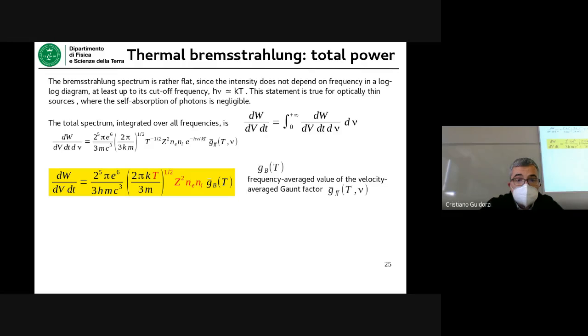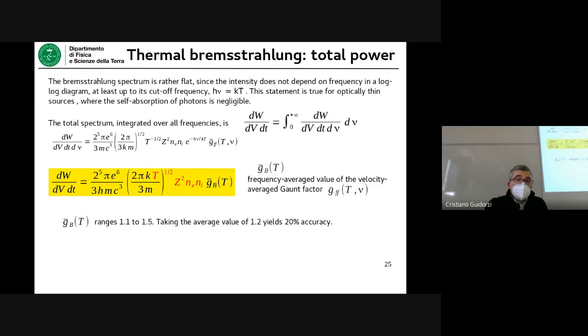Mind the Gaunt factor. Previously, the velocity averaged Gaunt factor depended on both temperature and frequency. Now you integrate it in frequency, so the result is something which depends just on temperature. It is called the frequency averaged value of the velocity averaged Gaunt factor. So it's easier to write rather than saying, and it is denoted with just g_B as a function of T, temperature. There's nothing more to add.